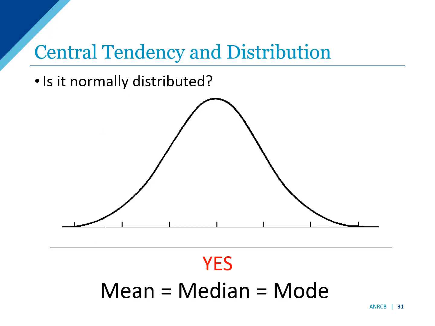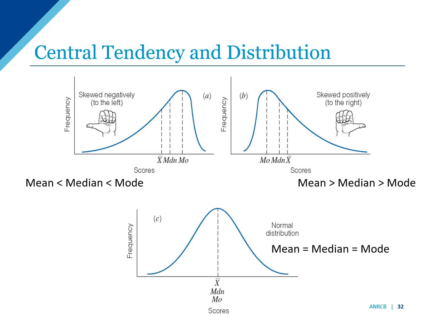Is this a normally distributed curve? Yes. When we have a normal distribution, the mean, median, and mode are equal. When our distributions are skewed, mean, median, and mode are not equal. When the distribution is skewed negatively or to the left, mode is going to be greater than median, which will be greater than the mean. The opposite occurs when our variable is positively skewed. Mean is greater than median, which is greater than mode.